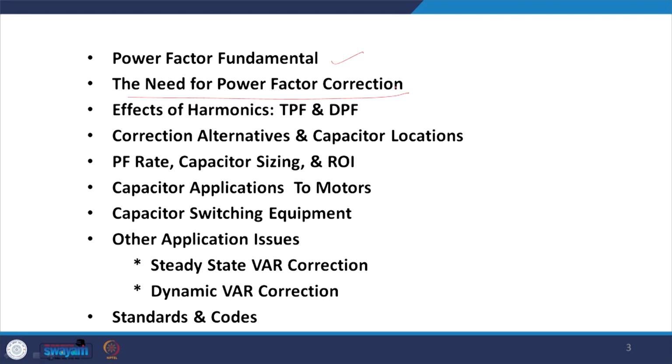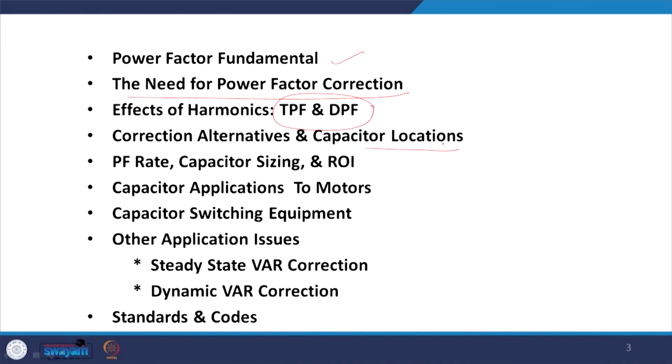The need for power factor correction: we know why we require it, otherwise we require to take more current. Then the effect of harmonics, the total power factor and the displacement power factor, alternatives for correction, and capacitor locations. Thereafter, we shall see capacitor sizing and return on the investment, capacitor application to the motor, capacitor switching equipment, and thereafter steady state VAR and dynamic corrections, and the standard and the code.